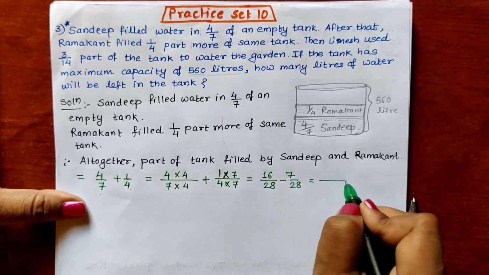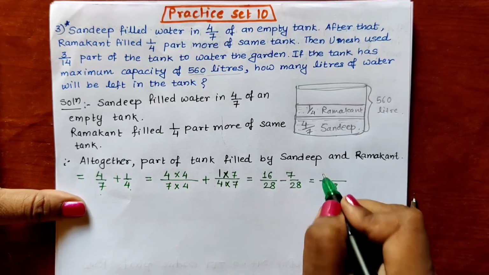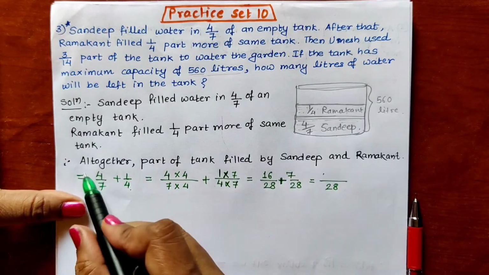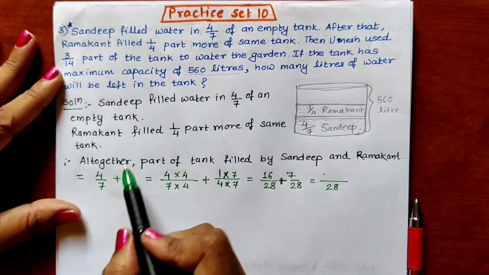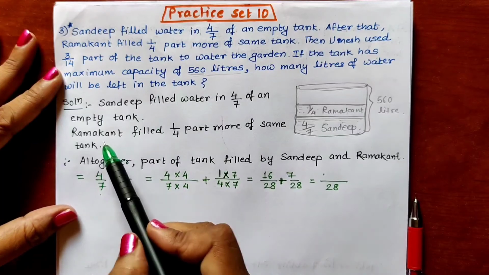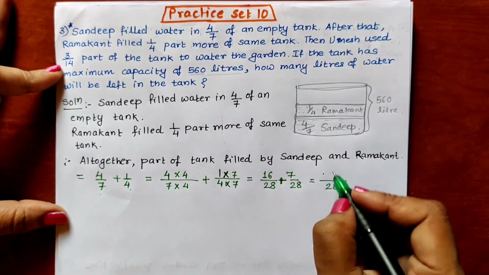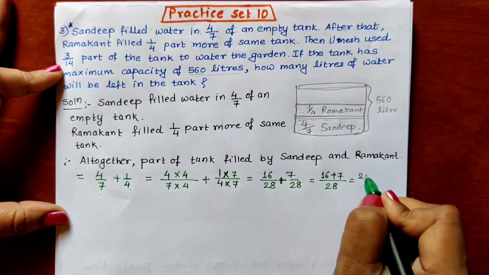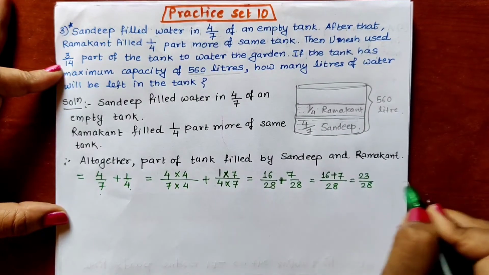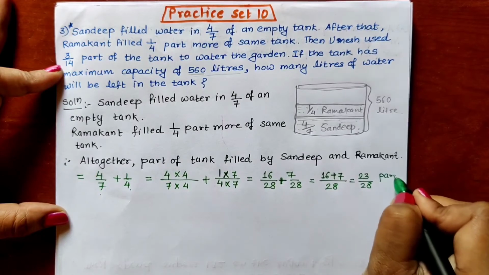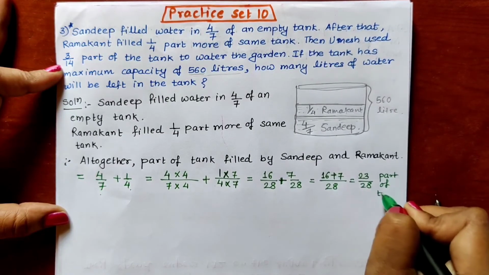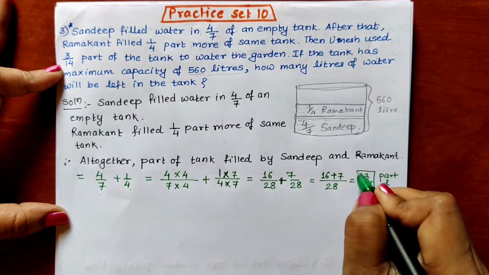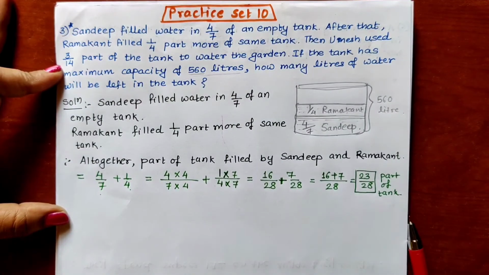Equal denominators we write one time. We will add. We are going to find out how much part is filled by Sandeep and Ramakant together. So we will have to add. 16 plus 7, what is the answer? 23 upon 28 part of the tank. Okay, this much part of the tank is filled by Sandeep and Ramakant all together.